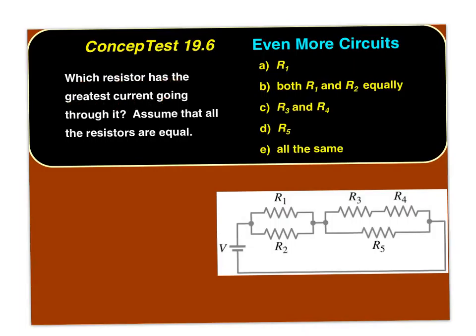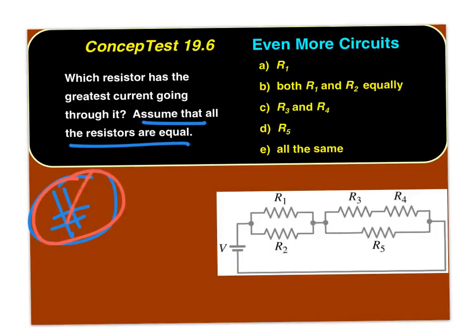Which resistor has the greatest current going through it? Yes. Assume all resistors are equal. Okay, so we definitely needed to know that. But you see variables, not numbers, and so you panic. No, don't panic. No numbers, don't panic. We got this.